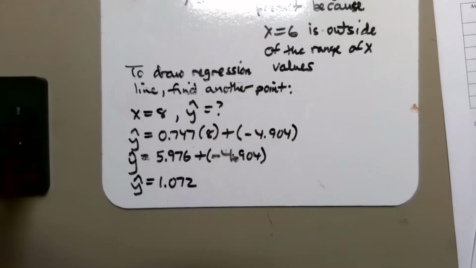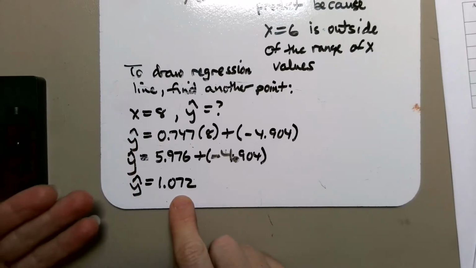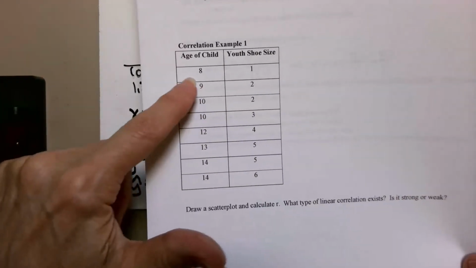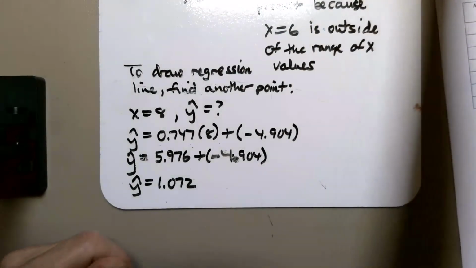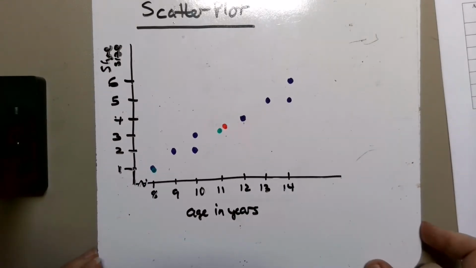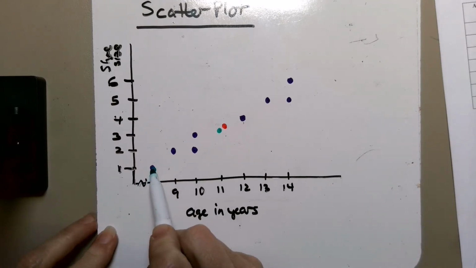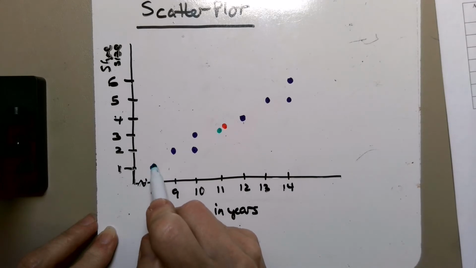And sure enough, what I find is my predicted value or shoe size for a youth of age 8 would be just a little bit more than size 1, which is what we had in our data here anyway, that an 8-year-old wore size 1. So if I take that 8 and 1.072 and I put that here on my scatter plot, and always label everything, so x is age and y is shoe size, and I did that point in green, 8 and basically a 1. So it's almost exactly where that first point 8, 1 was, 1.072. I guess it should be a little bit above.